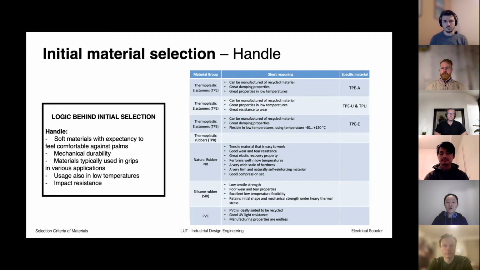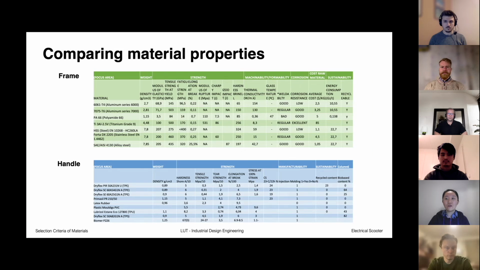Natural rubber has a very wide scale of hardness, is a very firm and naturally self-reinforced material, and has good compression set. Silicone rubber has low tensile strength and poor wear and tear properties, but has excellent low temperature flexibility. Silicone rubber is a material of choice in industry when retention of shape and mechanical strength are desired, along with heavy thermal strength. PVC is ideally suitable to be recycled, with good UV light resistance. Manufacturing properties are analyzed. PVC can be manufactured to be either a very soft material or a hard and stiff material.